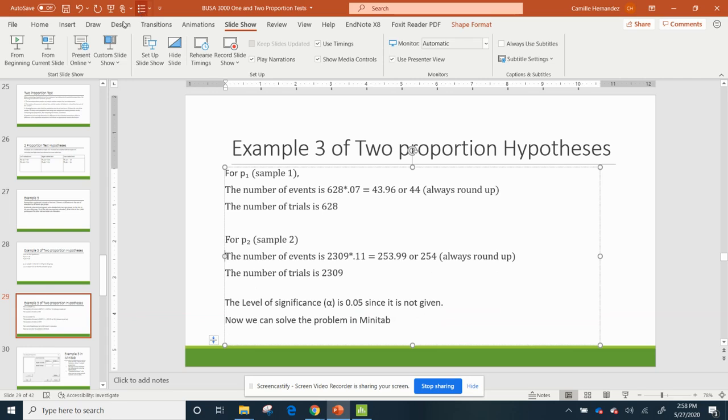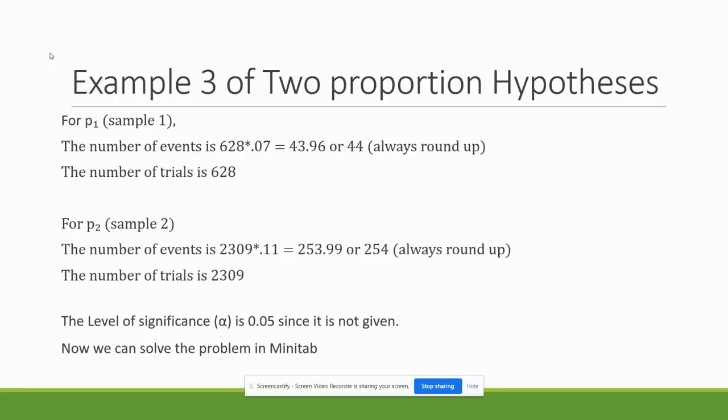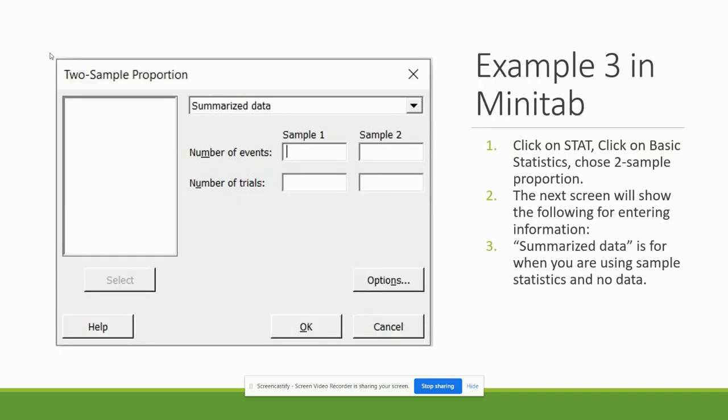So for sample 2, or P2, the number of events is 2,309 times 0.11, which is 11%, to give me 253.99 or 254 because I'm rounding up. And again, the number of trials is 2309. Okay, level of significance is 0.05 since it's not given. Remember, if I don't give it to you, assume it's 0.05.